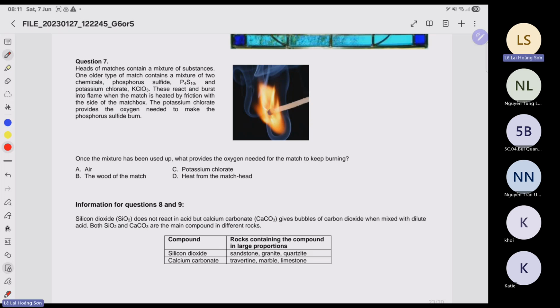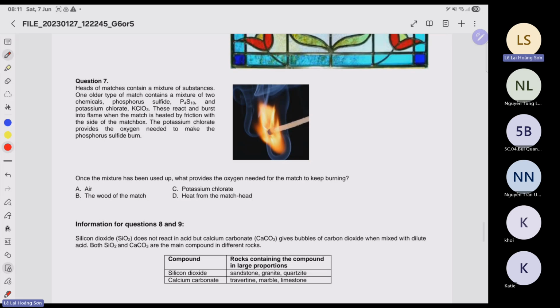Well, it's basically the air, right? Because potassium chlorate is the one that will provide oxygen to burn it in the initial place. But if you want to maintain that flame, then you use oxygen in the air. That's it. So it's going to be A, to sustain the flame.